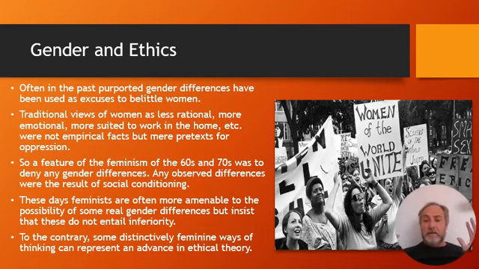So frequently a feature of the feminism of the 60s and 70s was to deny any differences between genders. Men and women are exactly equal, exactly the same in every way. Anything a man can do, a woman can do. And if there are statistical differences that we observe, because some facts are undeniable, they say, well, that's the result of social conditioning. It's a consistent position you can hold. Some people may hold it today.